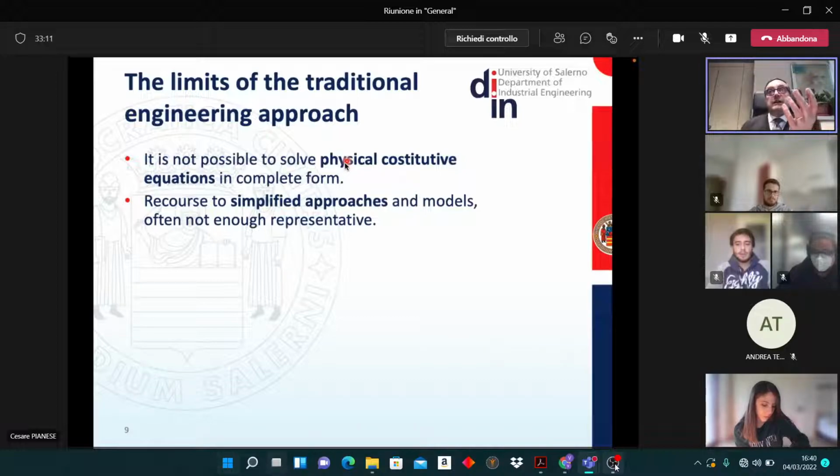And this is one of the first limitations. Or even you don't have a computational resource large enough to solve the problem in a complete form. So either the model does not have a solution, or you don't have the possibility to find the real solution. This gives you the way of moving towards simplified approaches or simplified models that quite often are not representative enough.